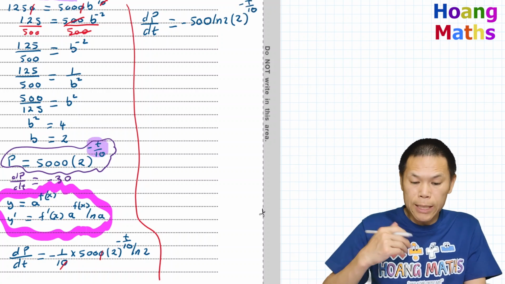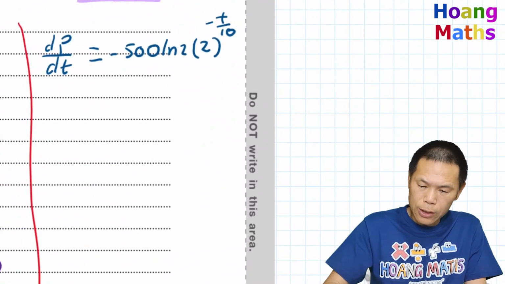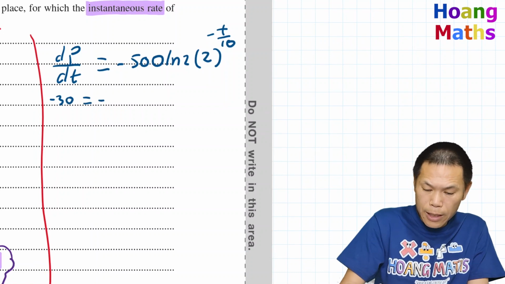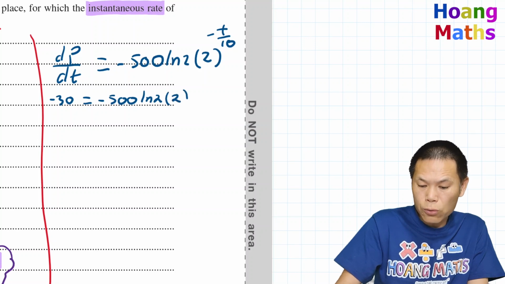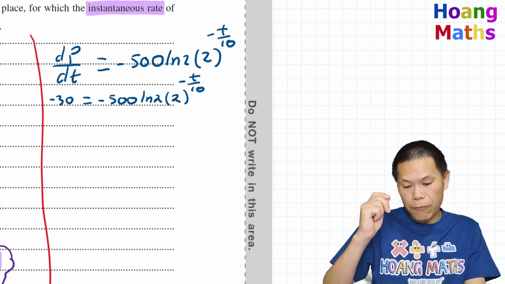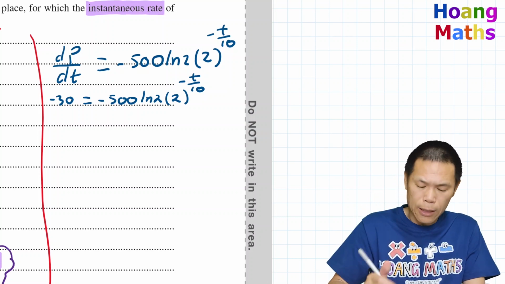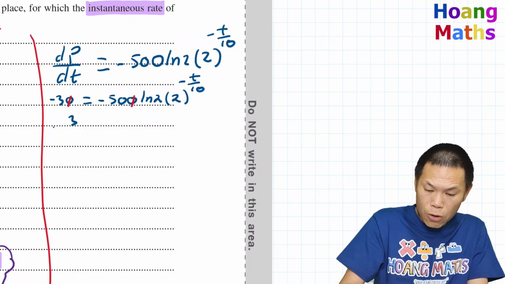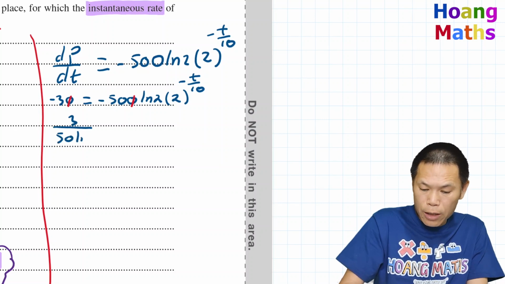And we know that dP/dT is negative 30. So this means that negative 30 is negative 500 ln of 2 times 2 to the power of negative T over 10. So if I divide by negative 500 ln of 2 on both sides, I can just simplify the 0 first if you like. So that becomes 3 over 50 ln of 2 equals 2 to the power of negative T over 10.